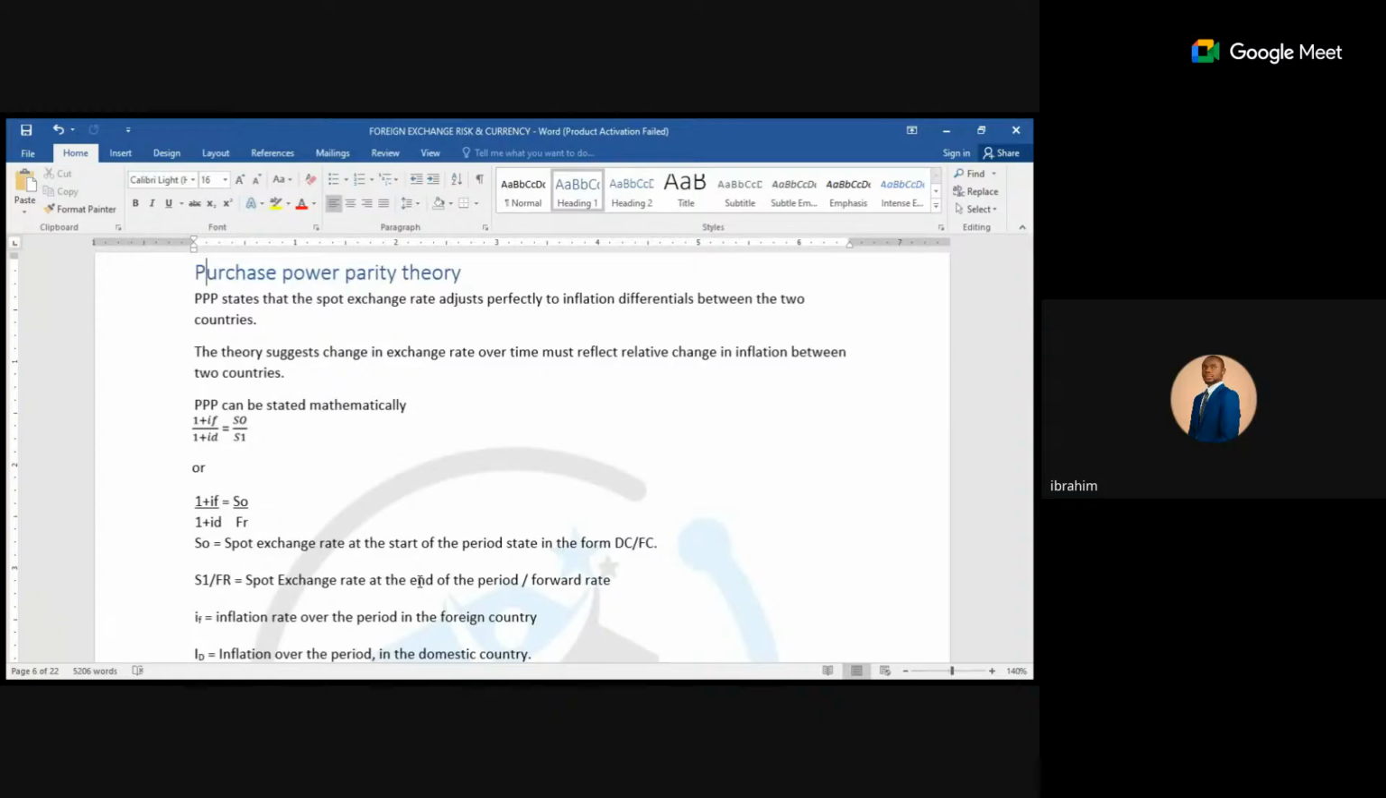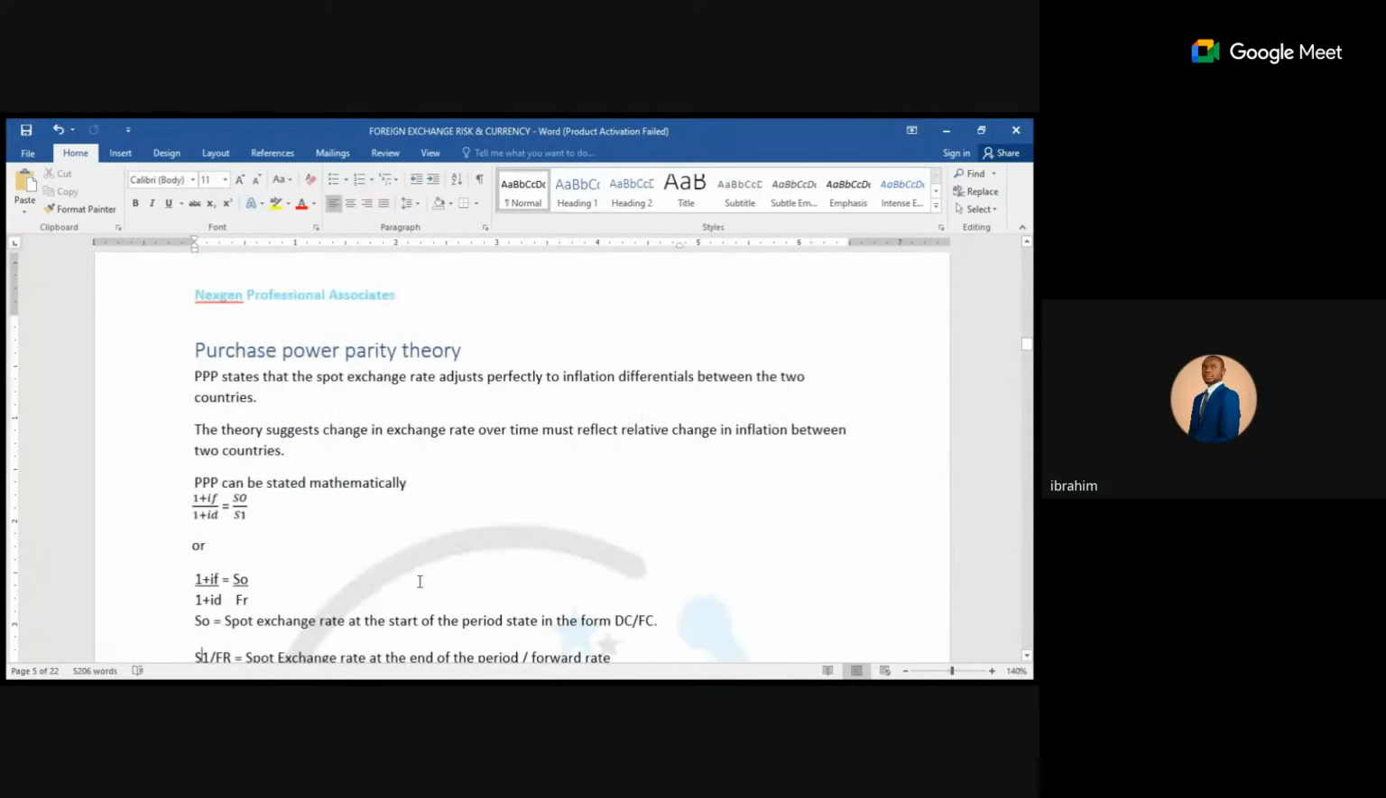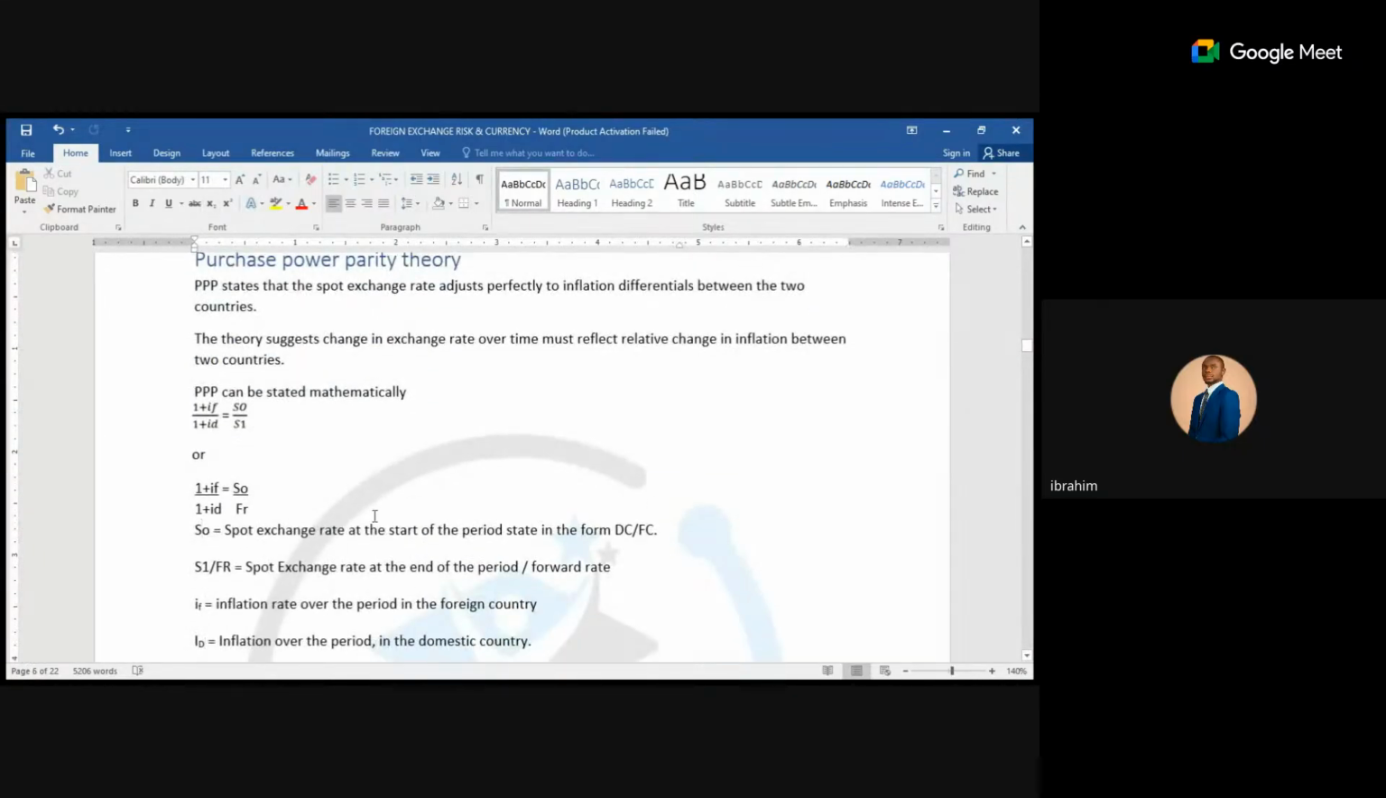Okay, still the same thing. So the forward rate will be determined using purchasing power parity. You can see the two formulas. Use the one that works for you.